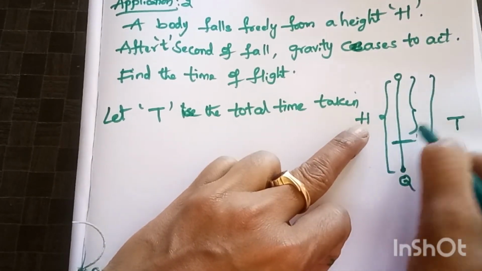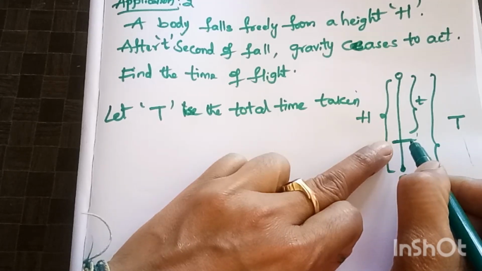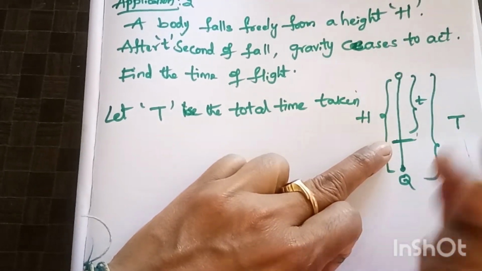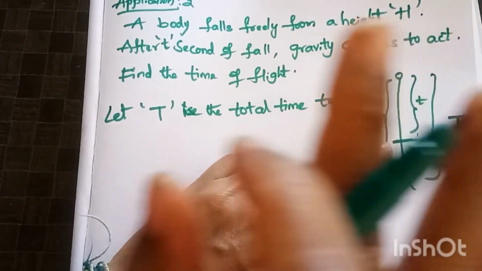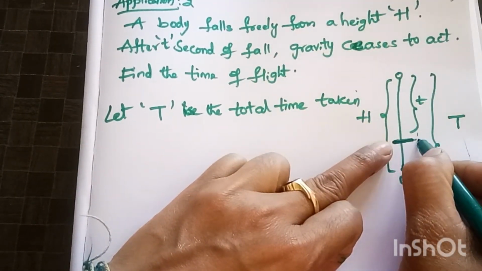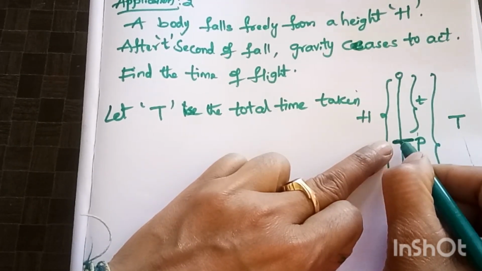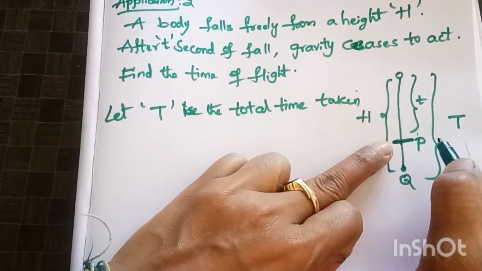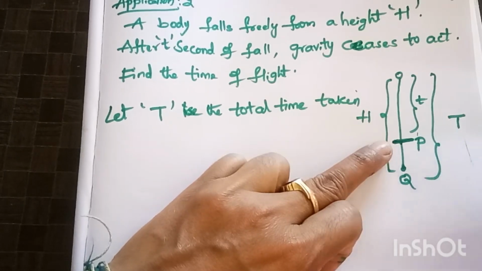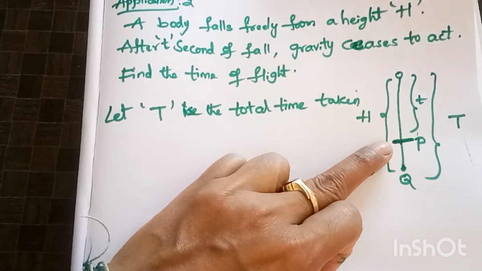After t seconds, the gravity ceases to act on the body, means at that point there is no gravity acting on the body, means the body is stuck at that point, that is P. Here at the point P, there is no gravity acting on the body. No gravity acting on the body means the body won't fall to the ground. Why? Because without gravity no body falls freely.